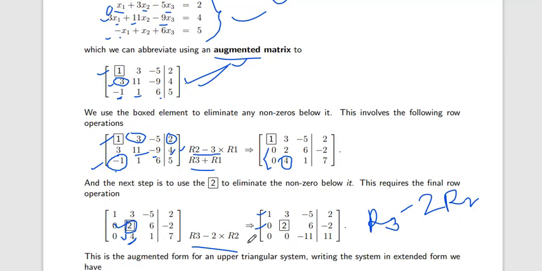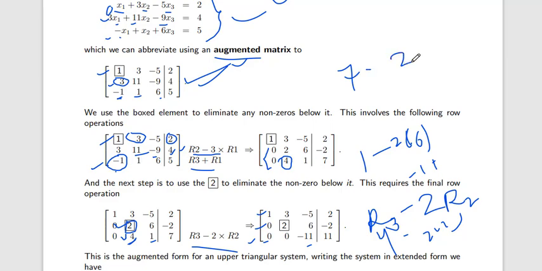R3, we want to change only in row 3. So here 0 is 0. Okay, 4 minus 2 into 2 means 0. 1 minus 2 into 6 means 12. 1 minus 12 is equal to minus 11. Here 7 minus 2 into minus 2, minus plus 7 plus 4 is equal to 11. So now this is the triangular matrix. Okay, simple.